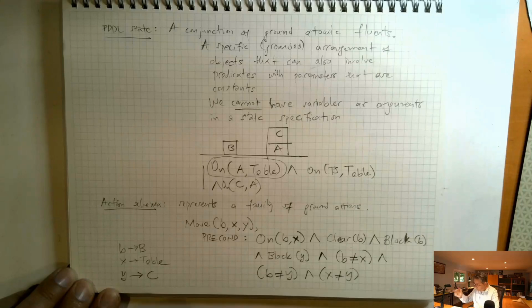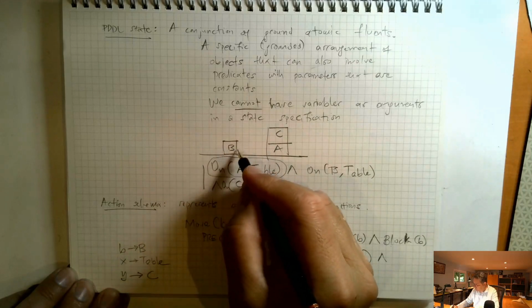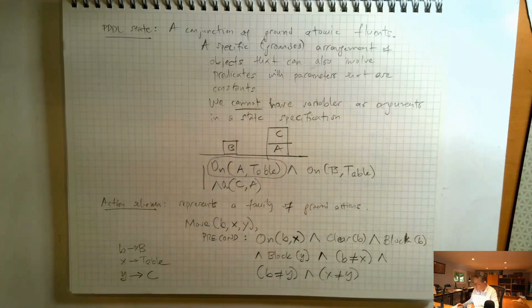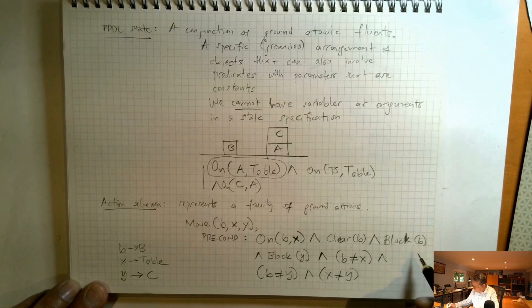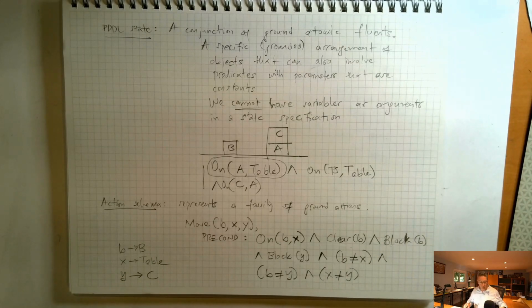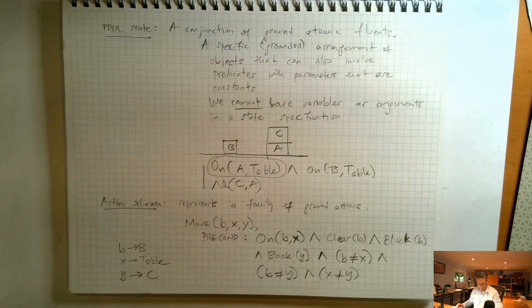So B has to be clear in order for it to be able to move in the blocks world domain. We will see some of the rules of the blocks world in the domain.pddl file that we will introduce. Okay, so that's basically an example of a precondition. And the other thing we would like to specify in this action schema is the effect. This is the last thing.